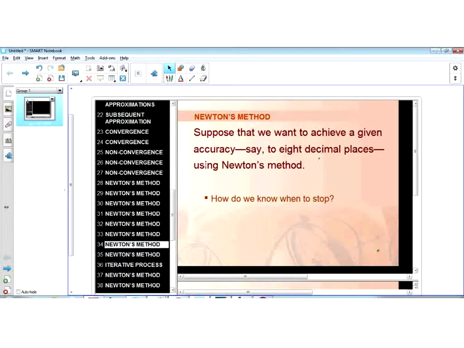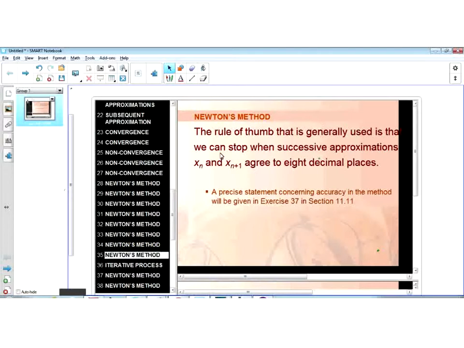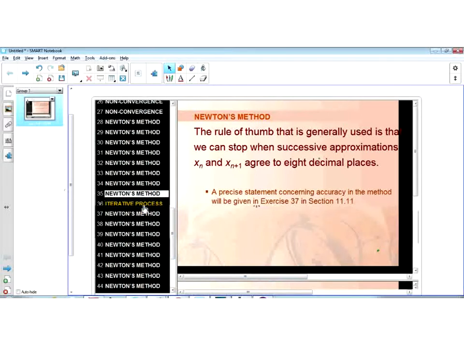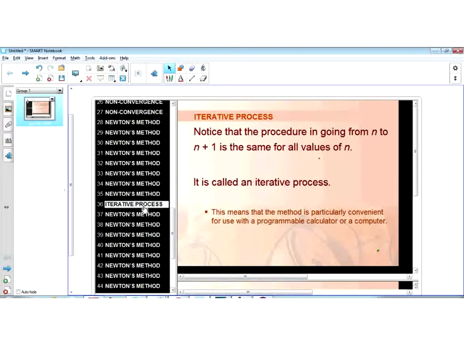So the next step is, what if we want to go to 8 decimal places using Newton's method? So how do we know when to stop, especially in the case where you have irrational numeric solutions? So the stopping condition: the rule of thumb is generally that we can stop when successive approximations agree to 8 decimal places. This is obviously an older book, so don't worry about doing exercise 37 in section 11.11. That's not until calculus 3. When the succeeding values differ by a small amount, that's when you can really stop.